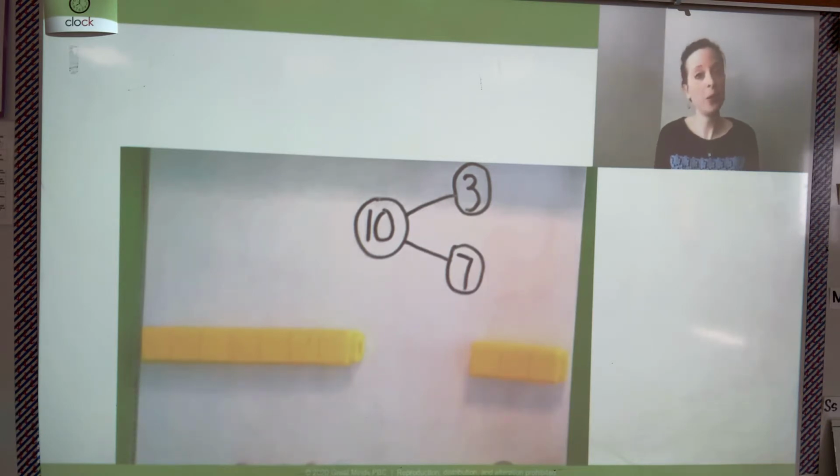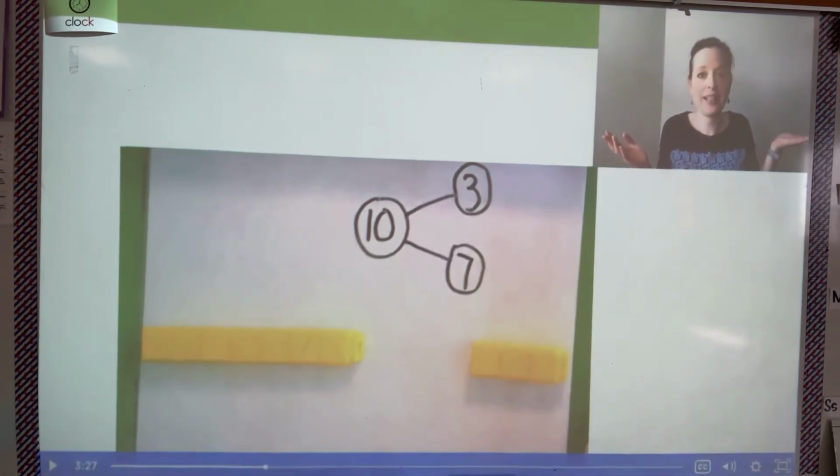Now, let's tell our story with the number sentence. How can we tell our story with the number sentence? Okay, raise your hand. What do we need to do? How can we tell our story with the number sentence? Ryan? 10 equals 10 minus 3 equals 7. You think?